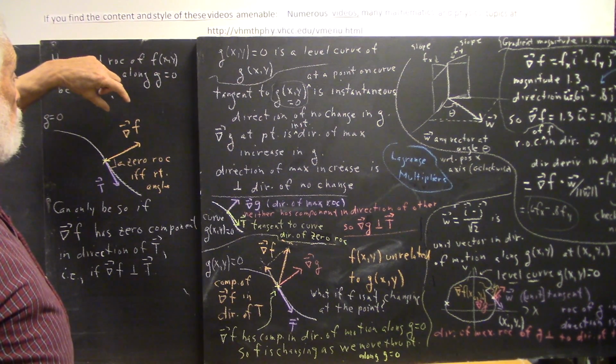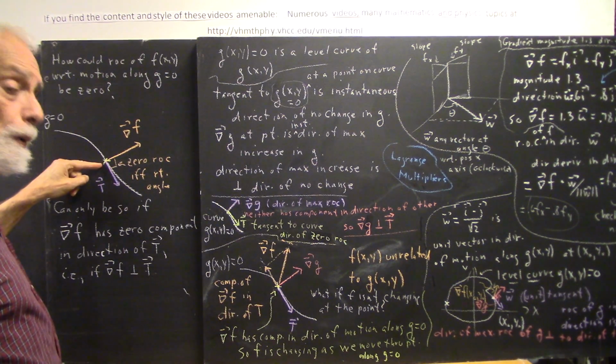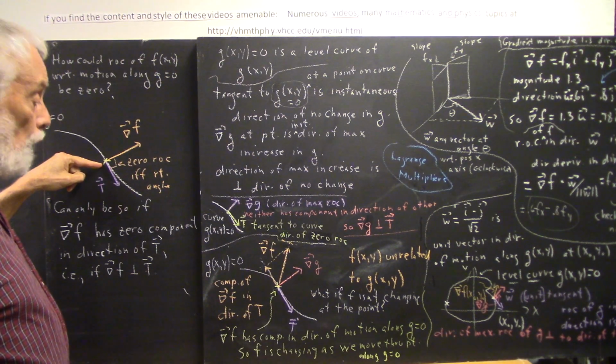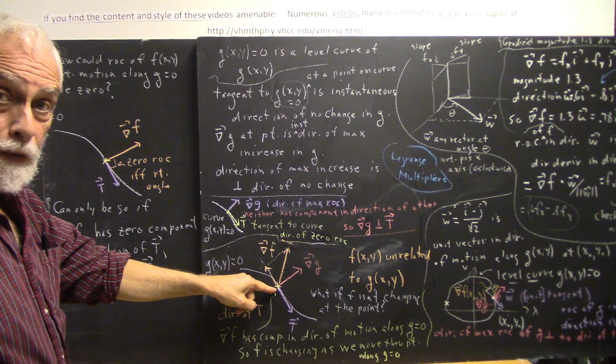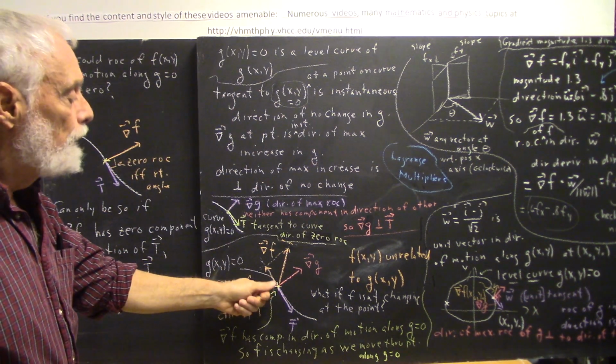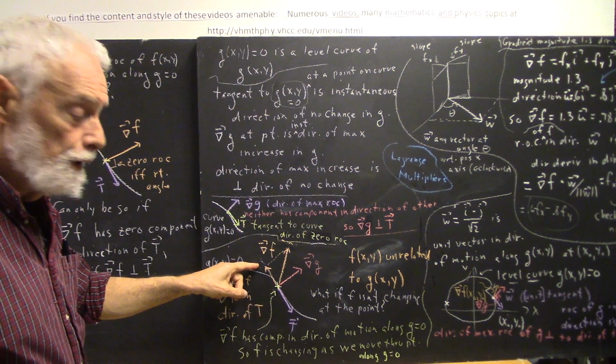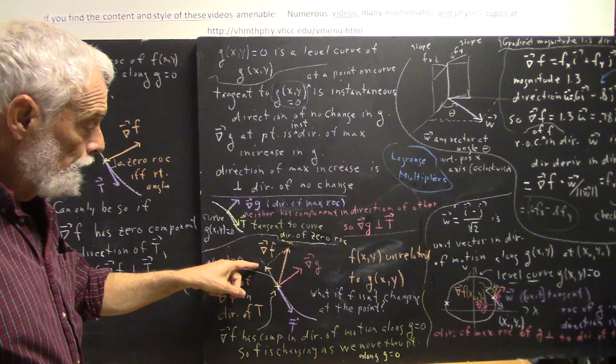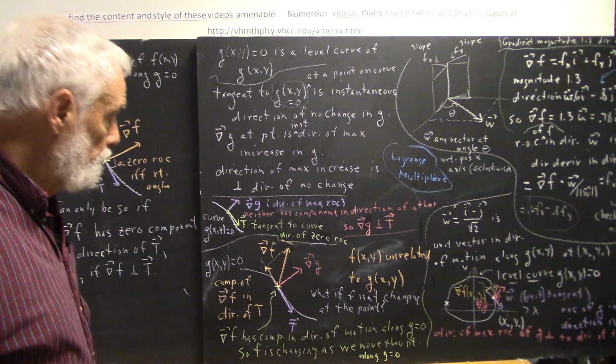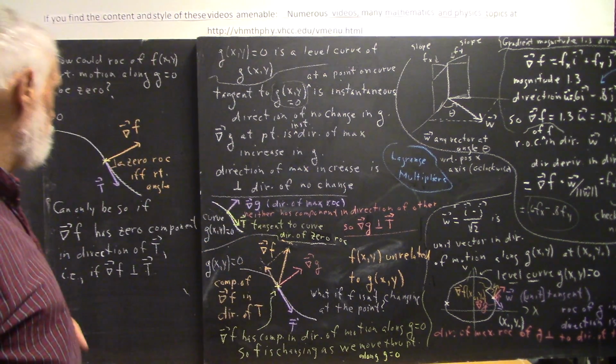So what does it look like if at this point there's no change? We saw that if it looks like this, there's a change because the temperature is increasing in this direction. It has to be increasing in this direction, which means that it's decreasing in the direction of your unit tangent as you move along the curve.